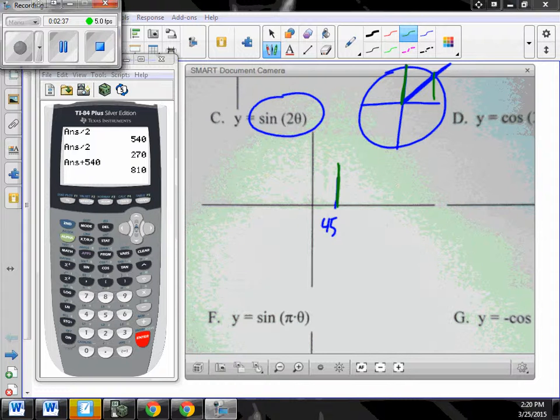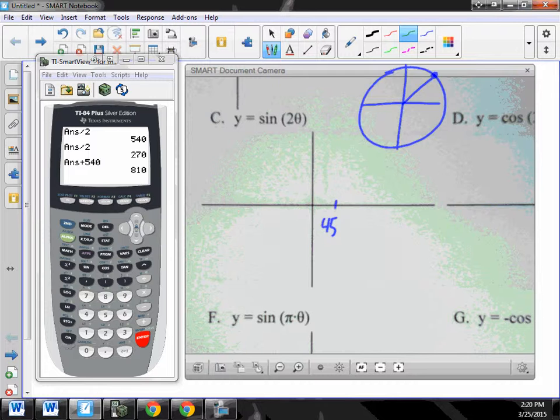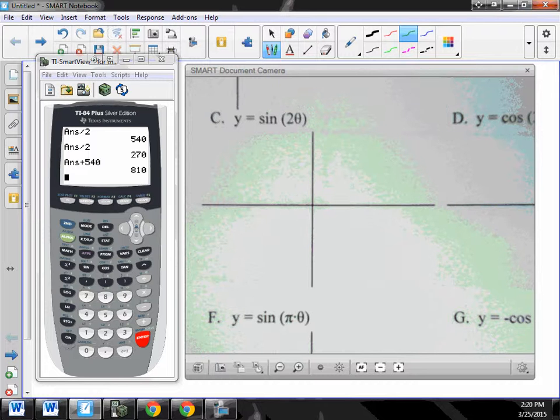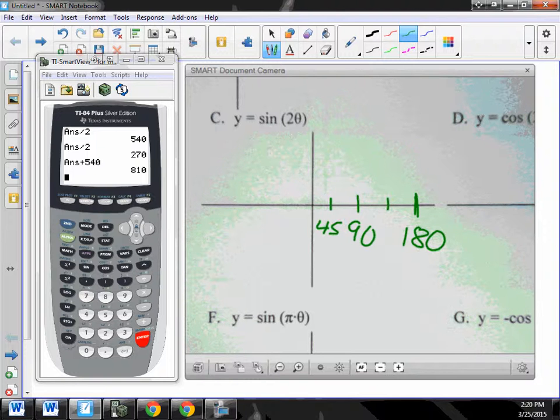So now, by going twice as fast around the circle as my inputs, when I get to 180, I will finish one cycle. So by moving twice as fast, my wavelength cuts in half, or my period cuts in half. So this mark, instead of being 360, is 180. So the middle mark is 90, and the 1/4 mark, 45, and the 3/4 mark is always the sum of the first and the second mark, which is going to be 135.